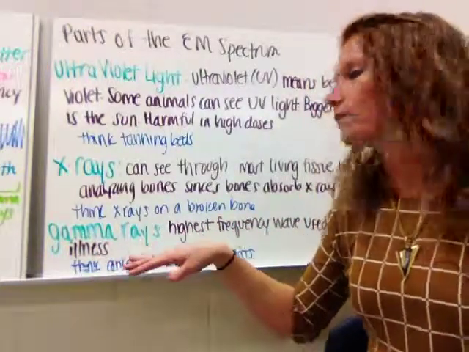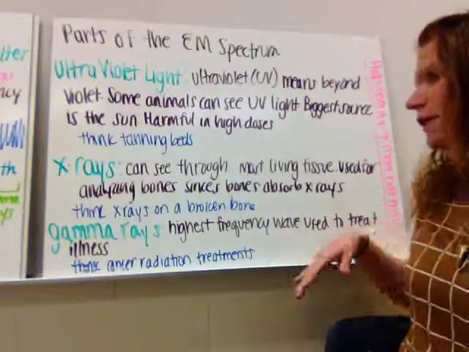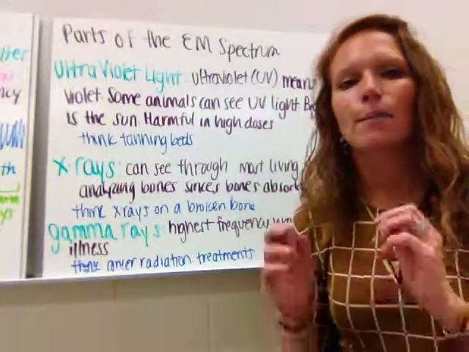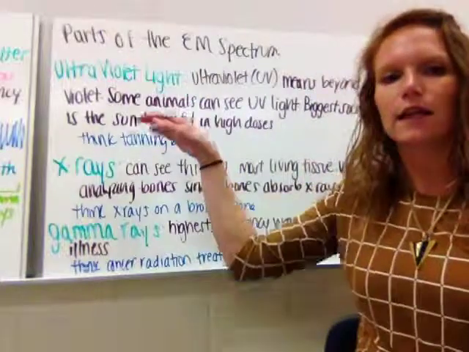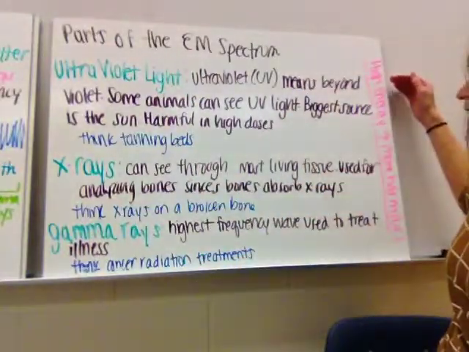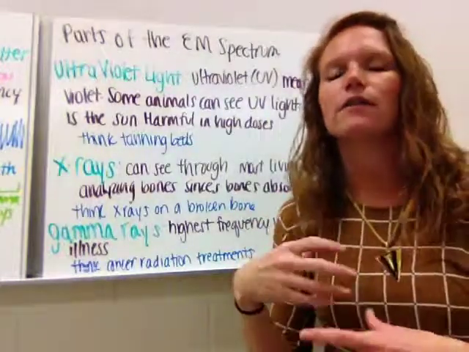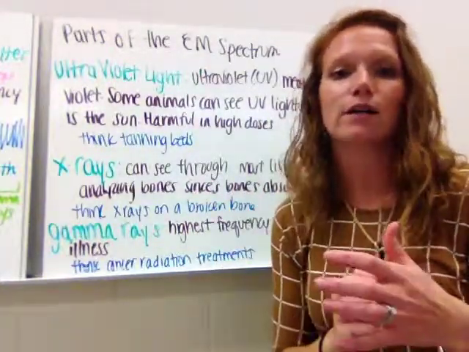Last but not least are gamma rays. Gamma rays are the highest frequency wavelength. They're used to treat some illness. Think radiation in cancer patients. But again, all of these, ultraviolet, X-rays, and gamma rays, have high energy, so they are more harmful. The higher the energy, obviously, the more damage it can do to the cells as it tries to go past them.